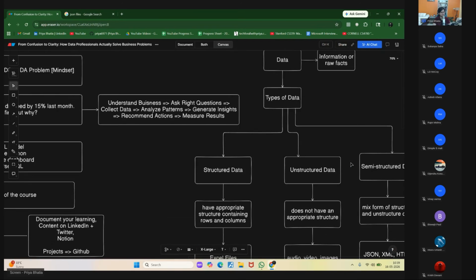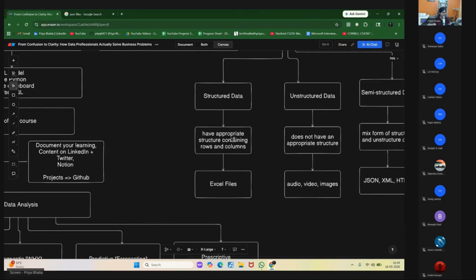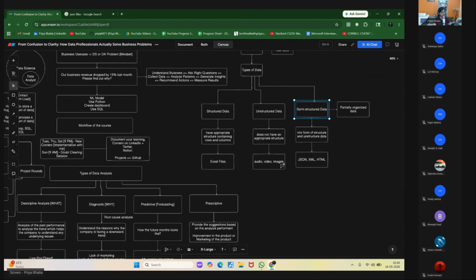After this, we looked at data. Data is nothing but information or raw facts. We talked about types of data, where we discussed three main types: structured, unstructured, and semi-structured. And that's the overall context of today's discussion.